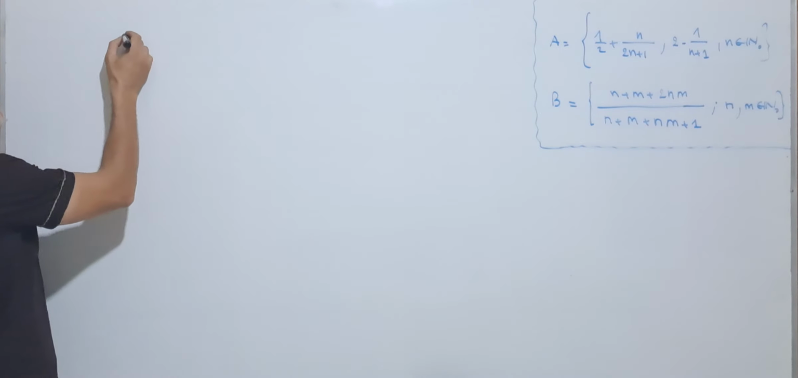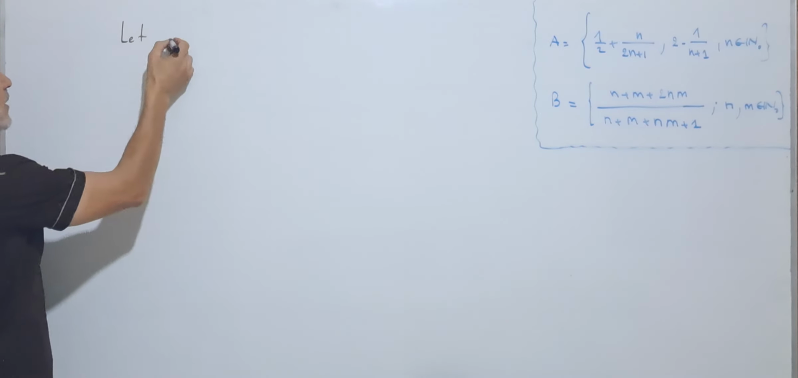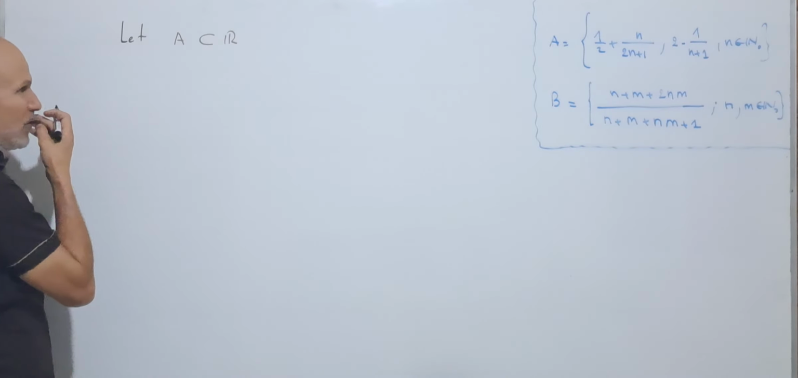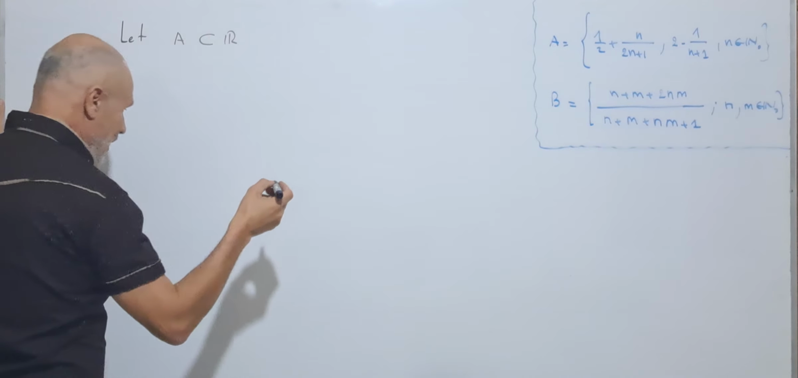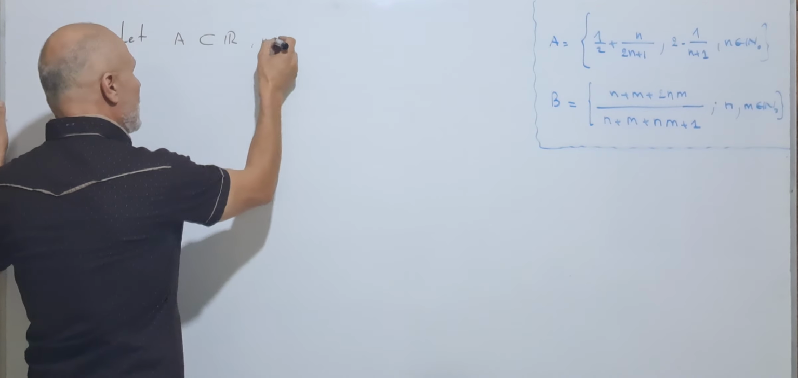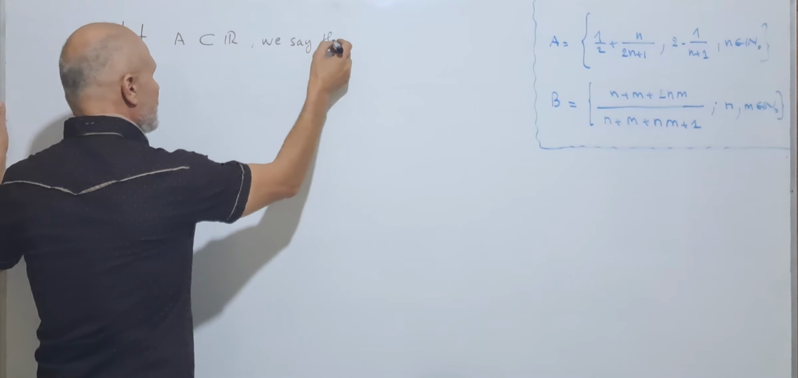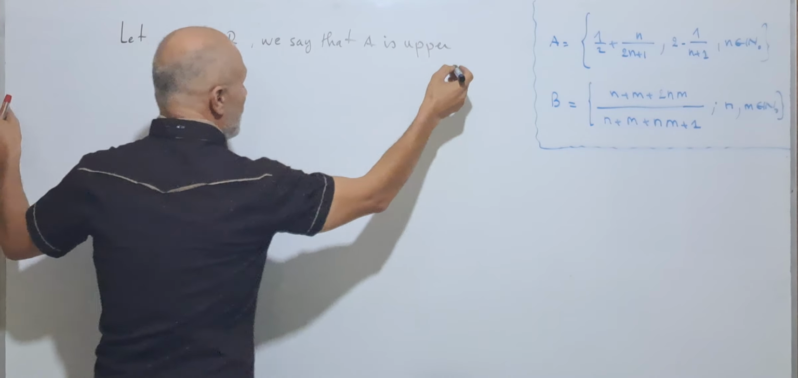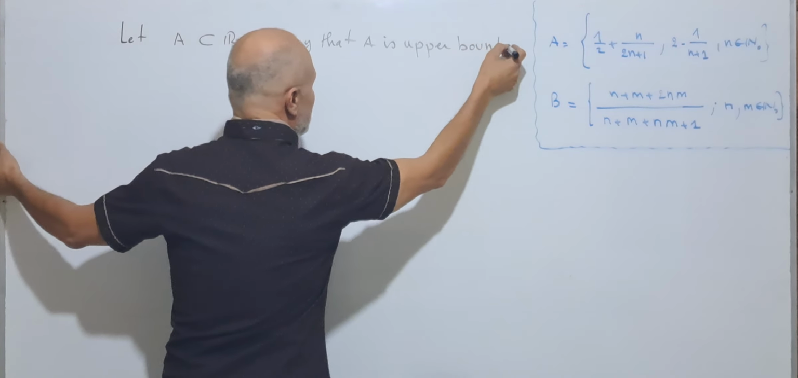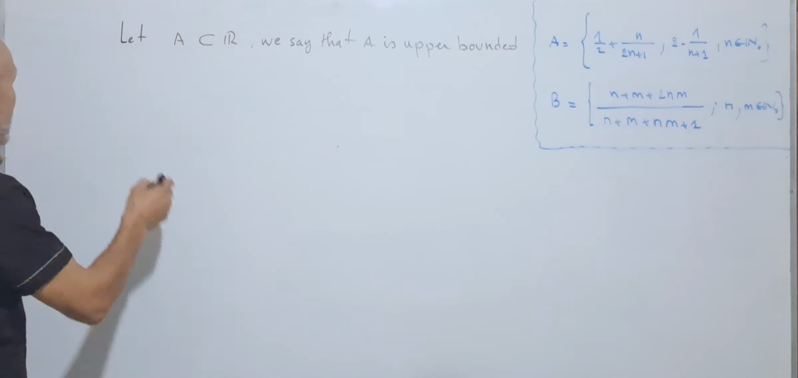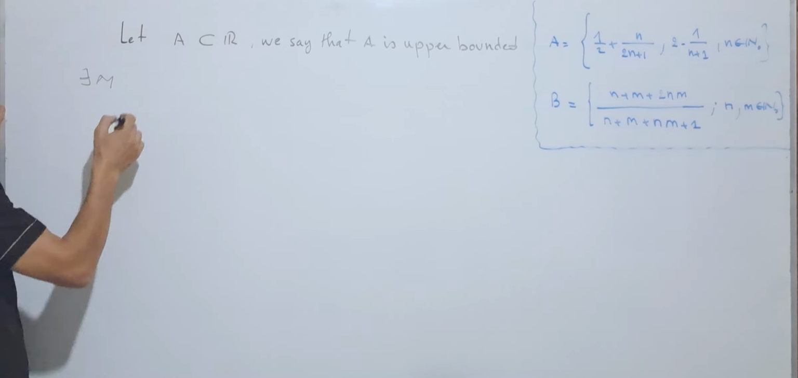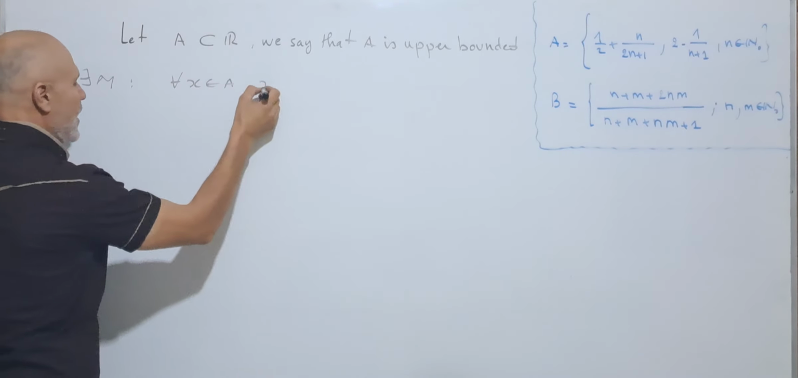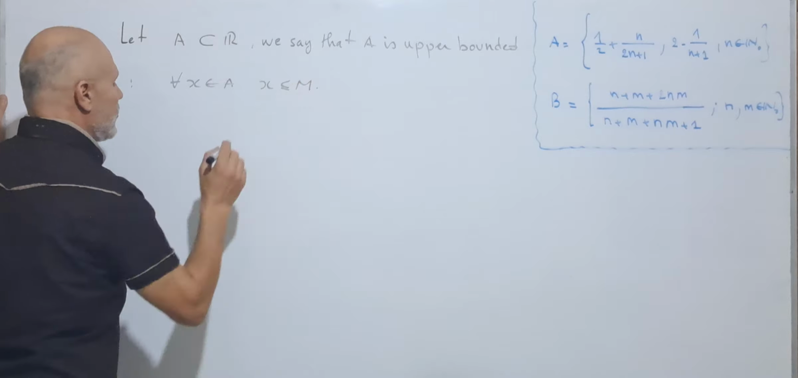First, let a subset A be included in R, or part of R. We say that A is upper bounded if there exists a real number m such that for all x in A, x is less than or equal to m.